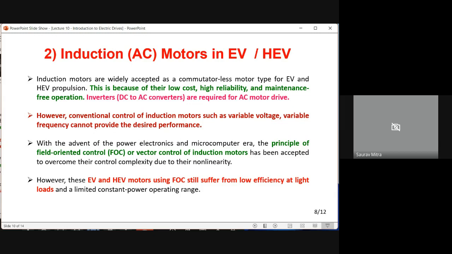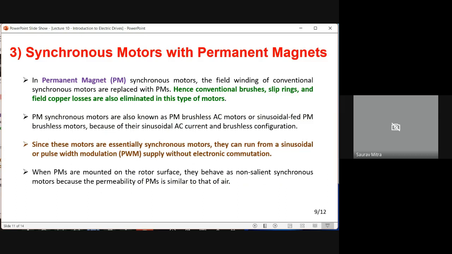So, EV and HEV motors using FOC still suffer from low efficiency at light loads and limited constant power operating range. Limited constant power operating range means there is a range which gives you constant power. The wider the range, the better. But an induction motor cannot give you a wide constant power operating range. Only for a very small range is the power constant, and if you increase the speed, the torque will reduce very fast. We will study this in detail.